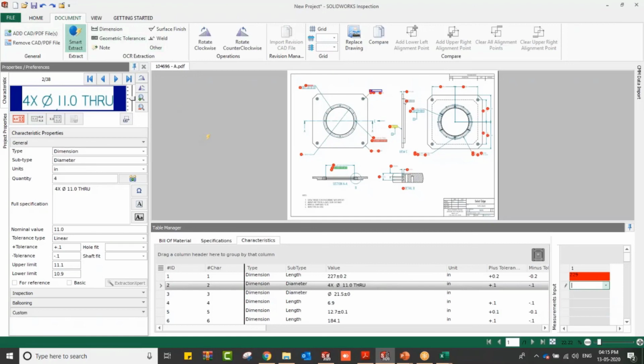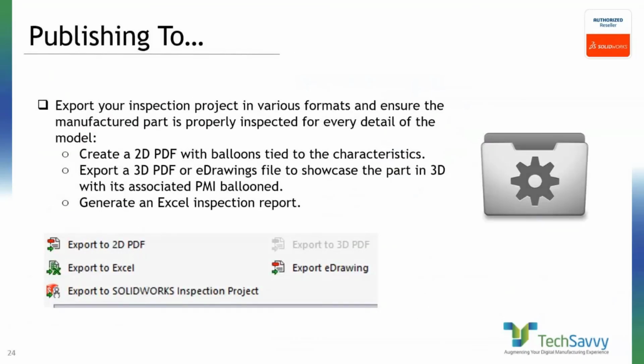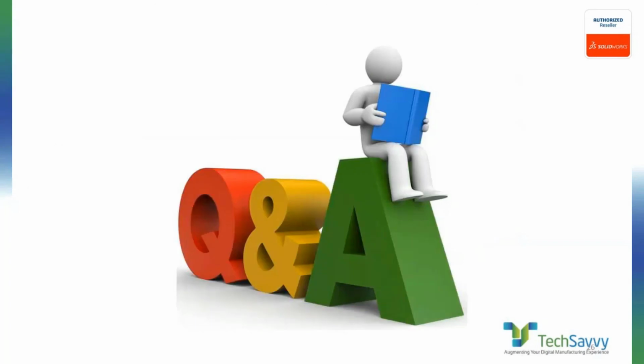In this way, you can check whether your values or your inputs are in range or not. So let me quickly go to my presentation. Next is publishing, the exporting file types. We can export to 2D PDF, export to Excel, export to SolidWorks Inspection project, export to eDrawings, and export to 3D PDF. So in this brief introduction to SolidWorks Inspection, we saw the capability of SolidWorks Inspection, the SolidWorks add-in and standalone, how we can compare data with part specification, exporting file types, and benefits of inspection. Okay, that's all from my side.